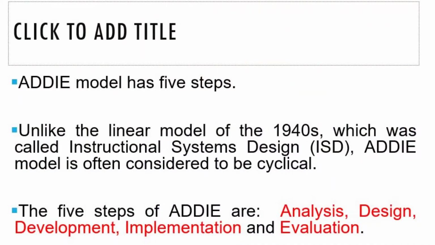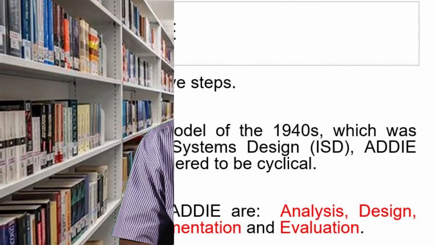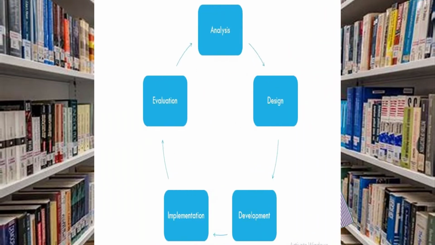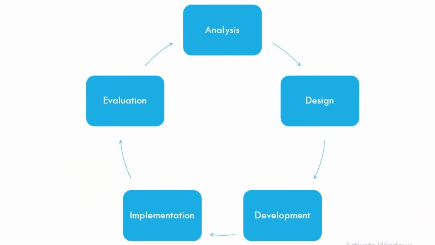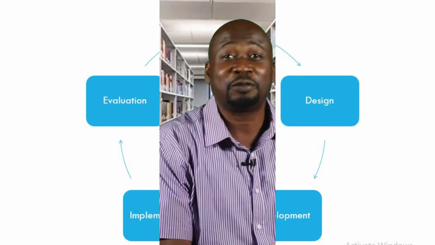The ADDIE model has 5 steps, unlike the linear model of the 1940s, which was called the Instructional Systems Design. The ADDIE model is a cyclical model, which includes 5 steps: analysis, design, development, implementation, and evaluation. And I'll take each in turn.